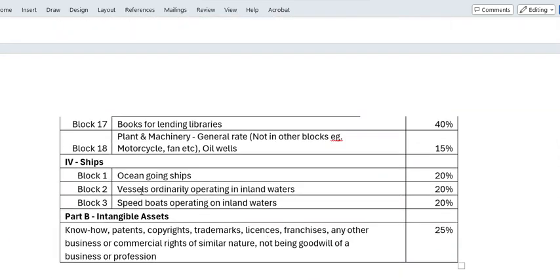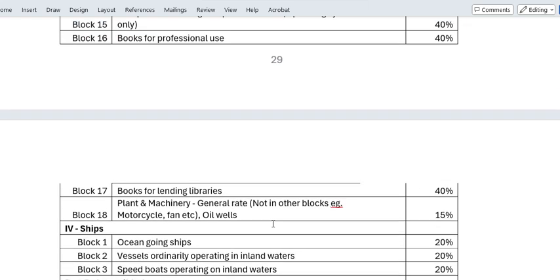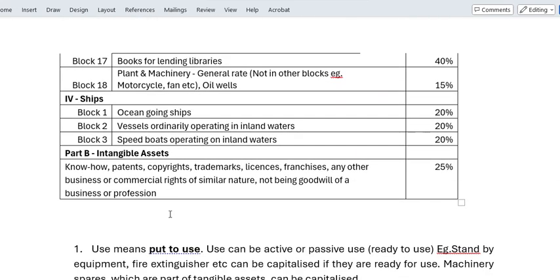Now the third one is actually ships and all. If you are taking ocean going ships, 20%; vessels ordinarily operating in inland waters, 20%; all the ships, you are getting 20%. Now for intangible assets, you are getting 25% deduction.